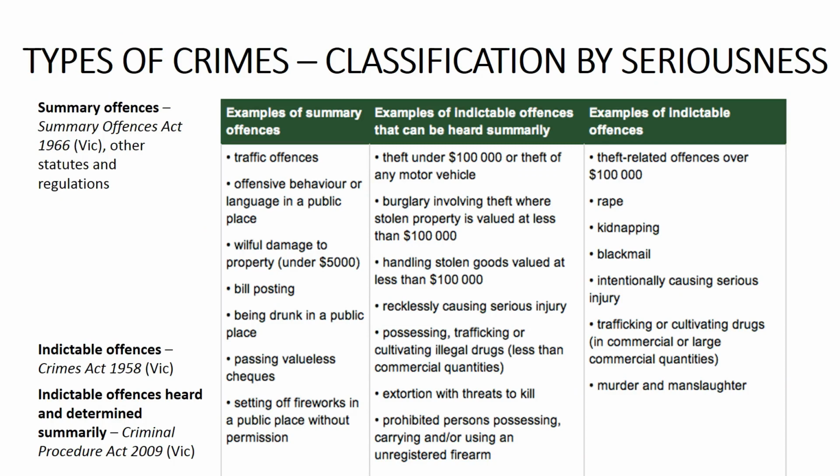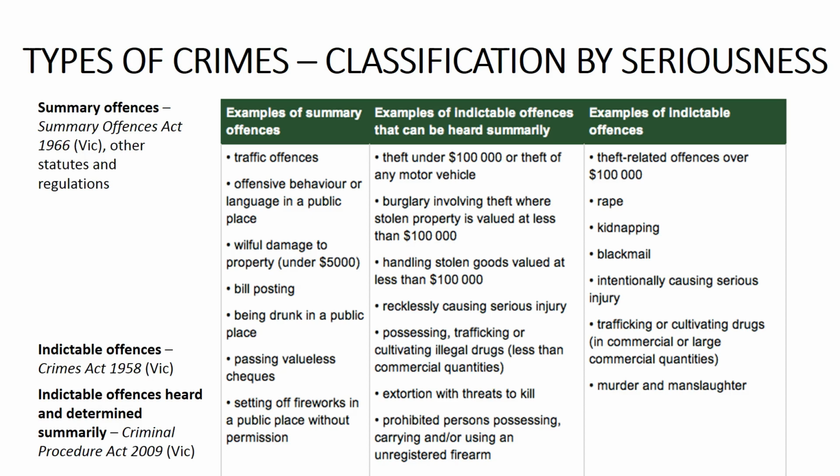This slide sets out examples of the three different kinds of criminal offences, that is, summary offences, indictable offences that can be heard and determined summarily, and indictable offences. I suggest that you pick two examples from each category of criminal offence and learn these.